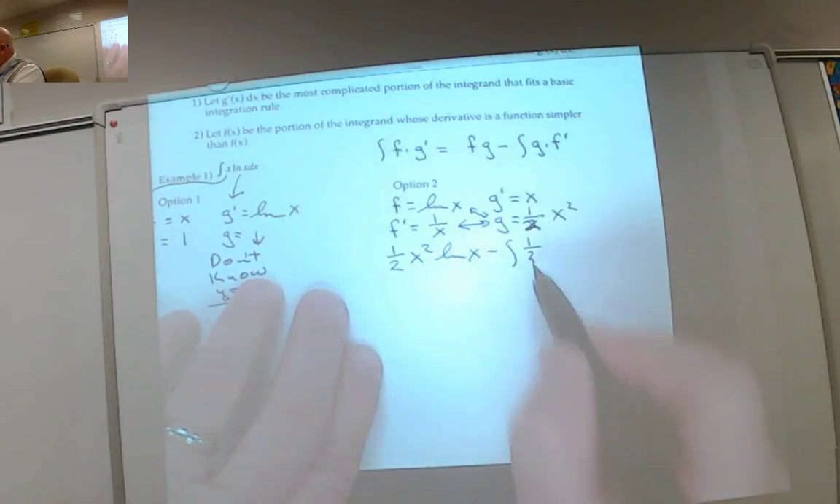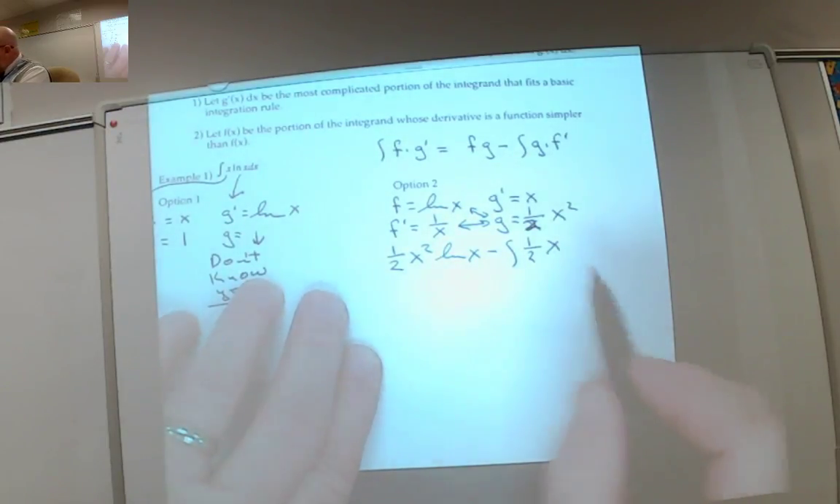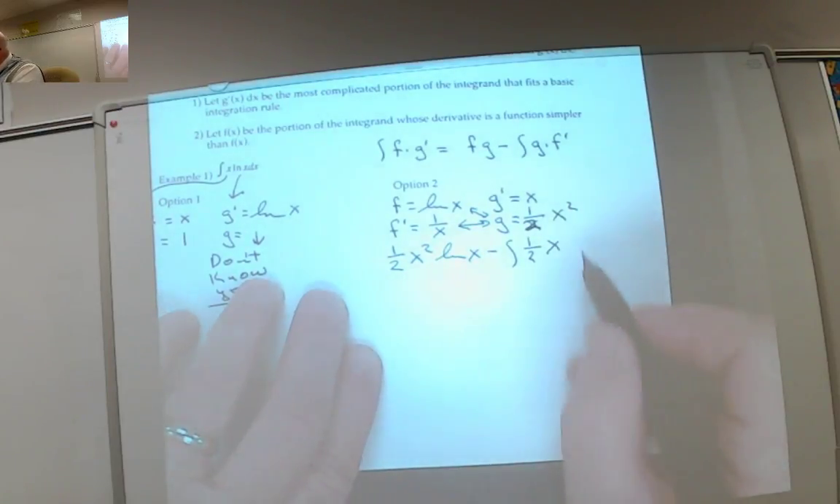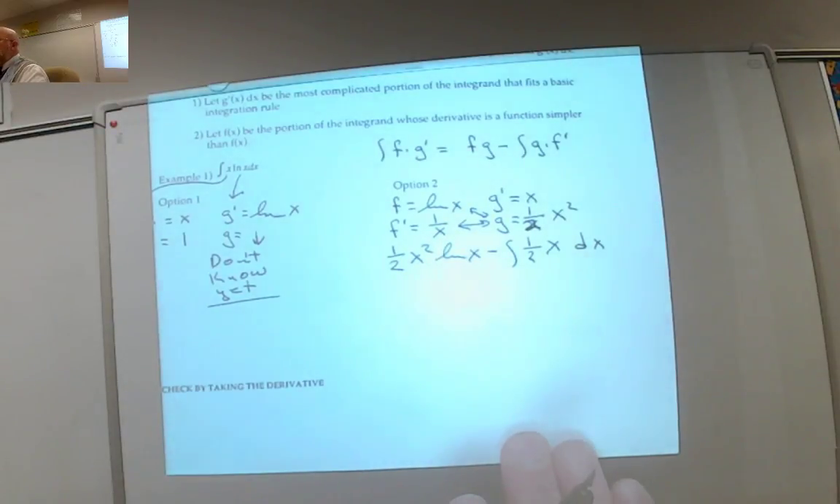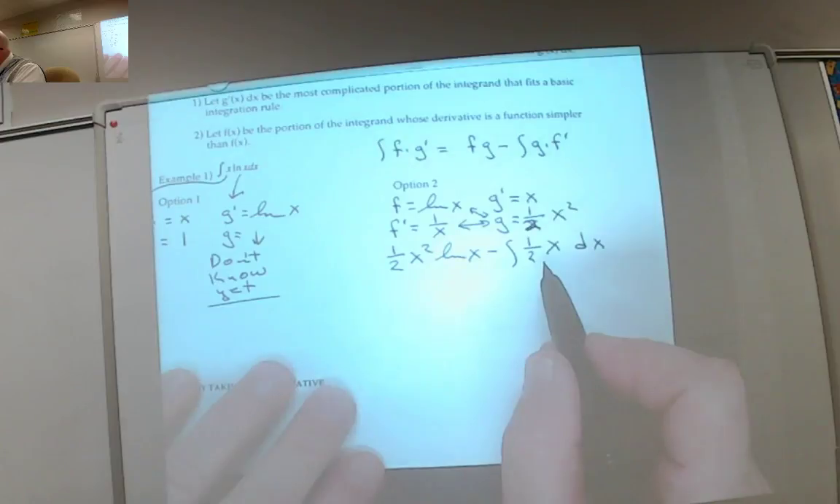1/2 x, right? Because this x simplifies with one of these x. Would you agree? dx. Now notice I have not written c yet. I don't do it till the very end. So now, Nathan, all I have to do is figure out the antiderivative of this, which is a lot easier than what I started out with, correct?